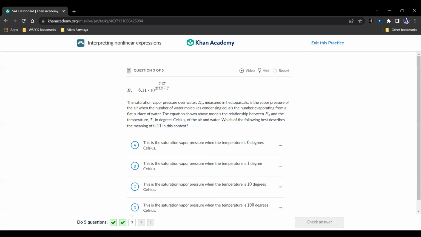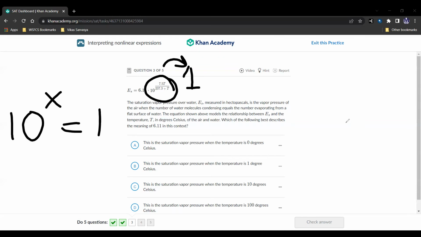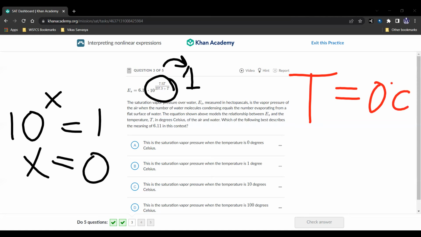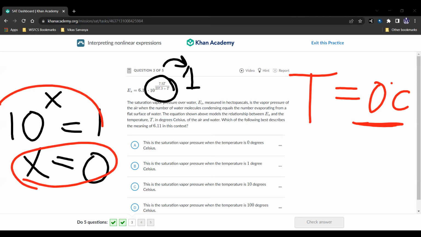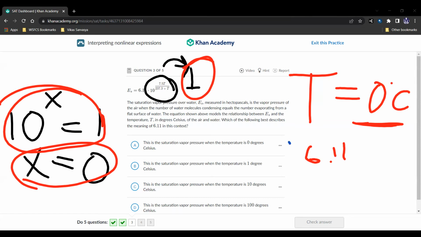Well, 6.11 could be the saturation vapor pressure of water when this part was 1. So how do we get that to be 1? Well, if 10 to the x is going to equal 1, then the x is going to have to be 0. So that means that this 7.5 T over 237.3 plus T has to be 0, which means that T has to be 0. So the temperature is 0 degrees Celsius. When the temperature is 0 degrees Celsius, then x is 0, so 10 to the x is 1. So then the saturation vapor pressure is 6.11 when the temperature is 0. That is answer choice A, and we can move on.